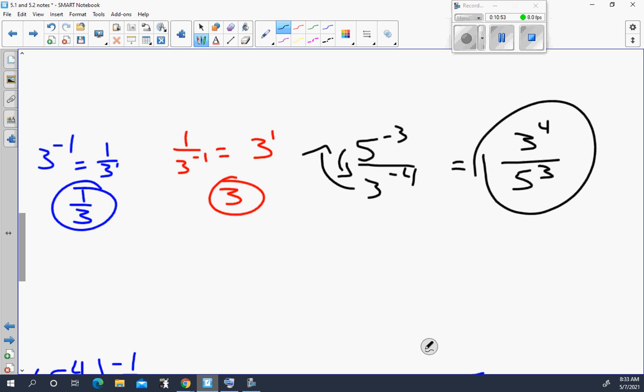We can't subtract 4 and 3 because these two are not the same base. Right? So we can't subtract. That's as far as I'm going to take it. You could do 3 to the fourth and 5 to the third and figure them both out, but I'm not going to do it.